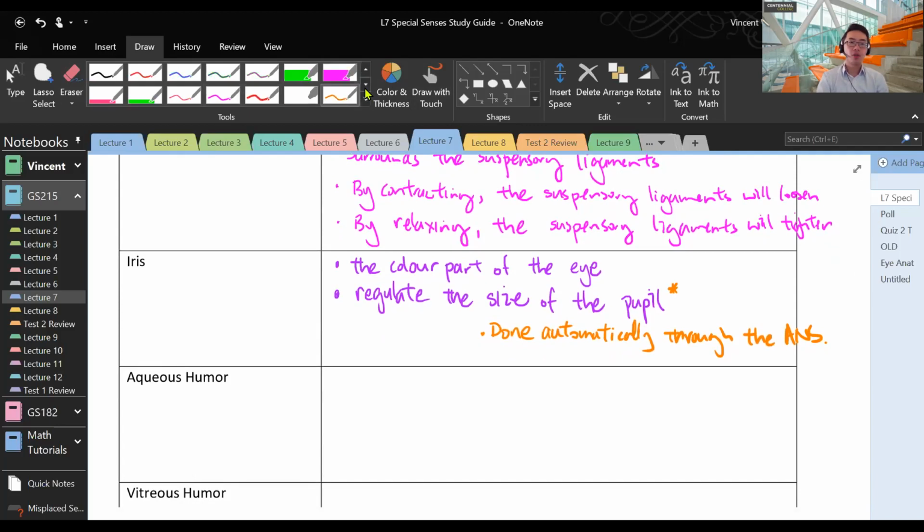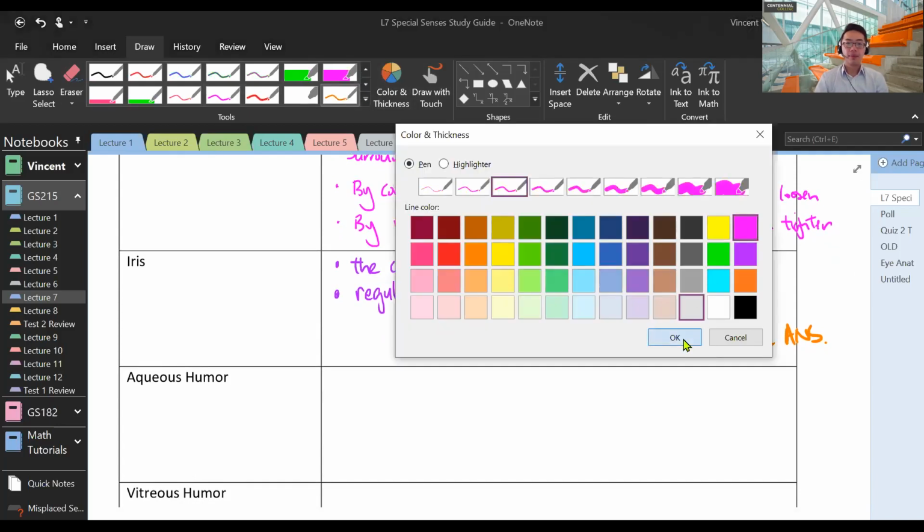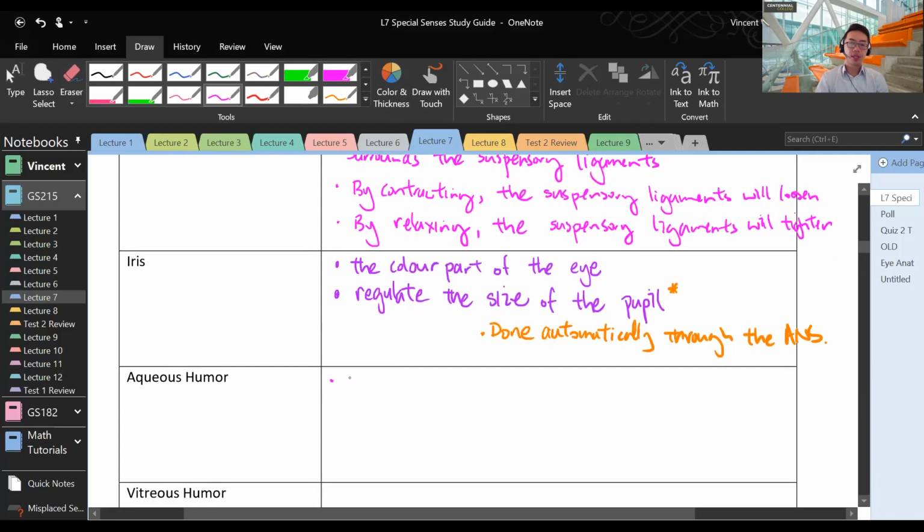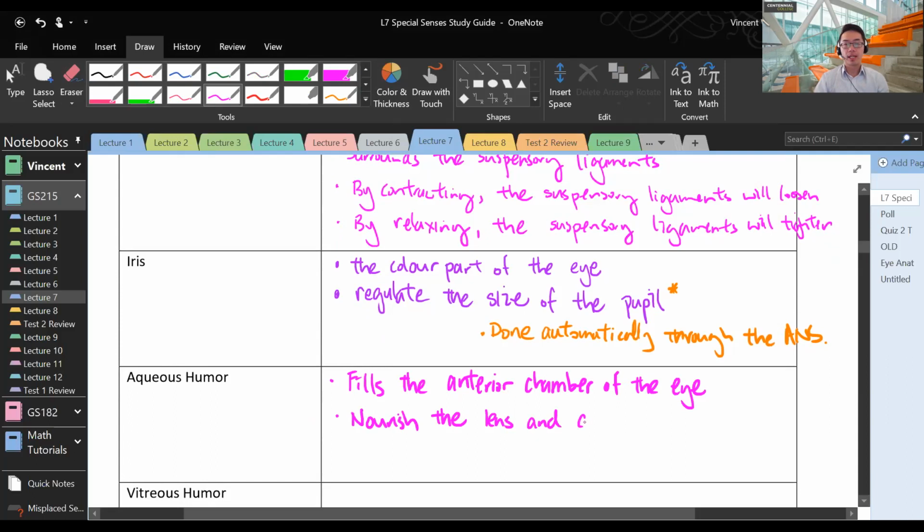Next one, aqueous humor. It fills the anterior chamber of the eye, and the function is to nourish the lens and cornea.